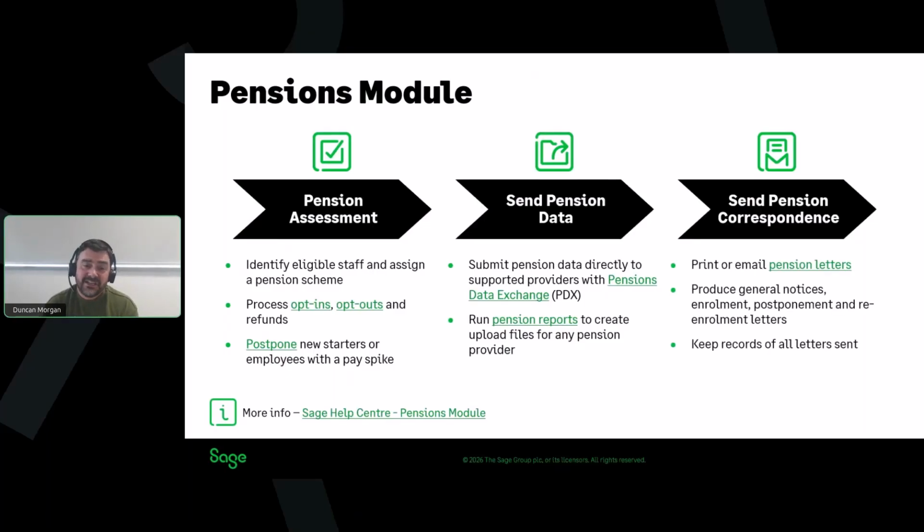And that last option that we did look at was send pension correspondence, enabling you to print or email pension letters. So types of letters are general notices for new starters, enrolment letters or job holder letters for employees going into the scheme, postponement letters if you choose to apply postponement, and re-enrollment for employees going back into the scheme on the 3-yearly re-enrollment. And that's how you're keeping records of all of the letters sent.